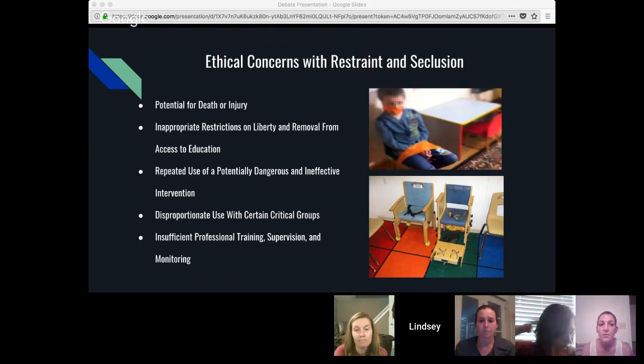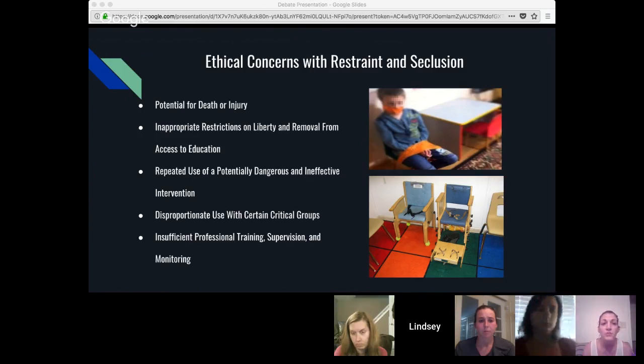Another issue is the inappropriate restrictions on the liberty and removal from access to education. Education is the basic right of children, according to the Individuals with Disabilities Education Act. So a related human civil rights issue is the fact that restraints and seclusion may result in a student being removed from the educational environment for a significant amount of time. This is a serious concern especially for students with special needs who are typically already performing below grade level academically. So the time away could just contribute to these deficits.